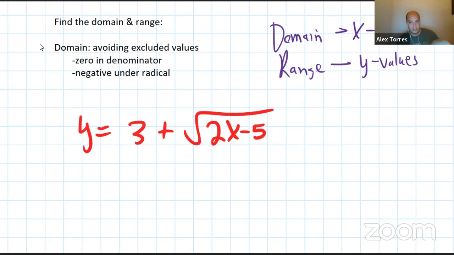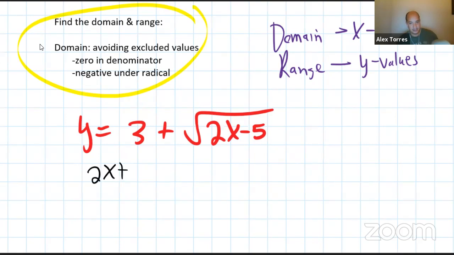So now the rule here is that we cannot have a negative under the radical. There's no numerator or denominator here to speak of. So the way to find the domain here would be to say, okay, I have this thing under the radical, and that thing can be equal to 0 or it can be greater than 0.